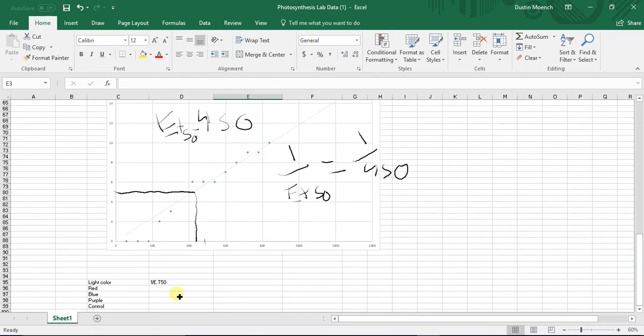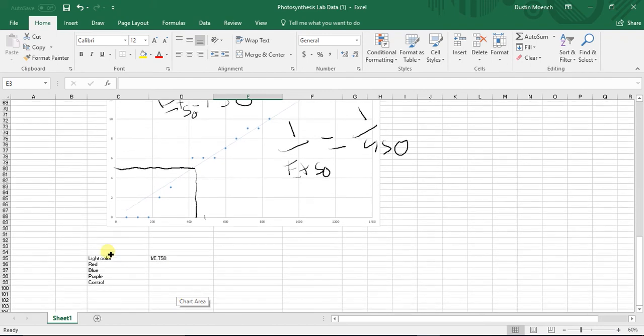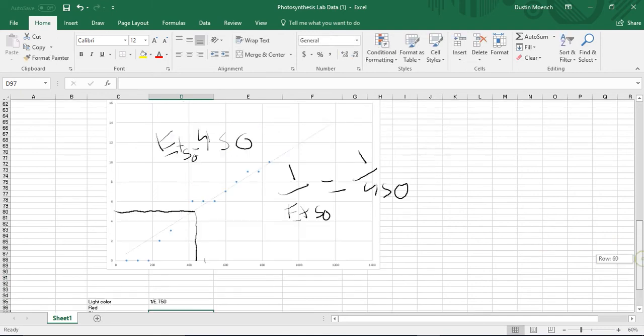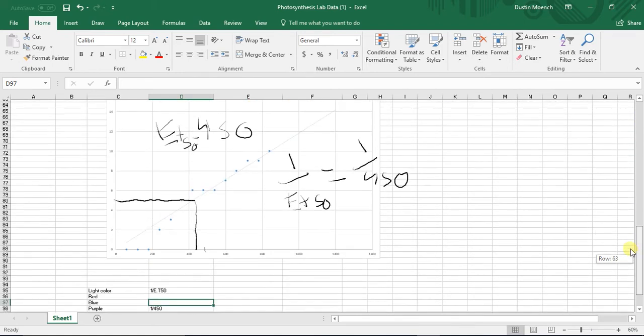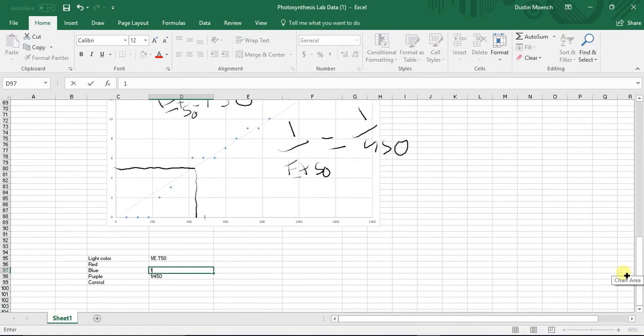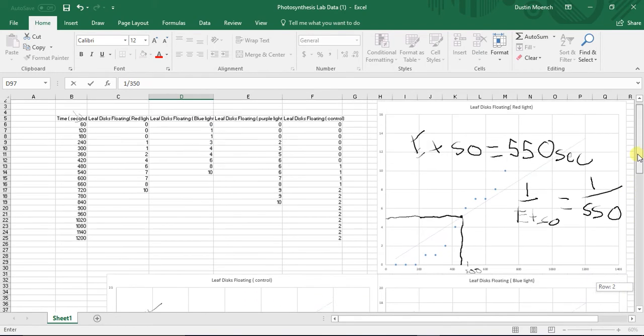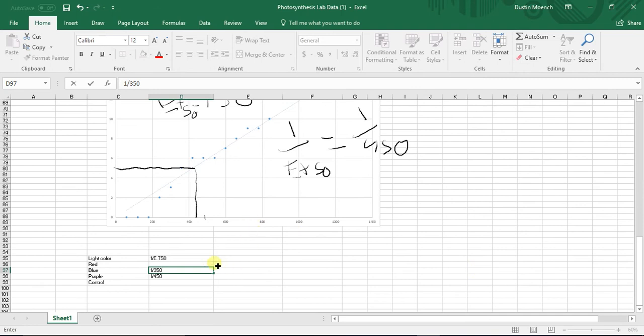So I have it all set up here, my 4 light colors and 1 over ET50 values. So purple light is going to be 1 divided by 450. For my blue light it is going to be 1 divided by 350. And for my red light, it's going to be 1 over 550, 1 divided by 550.